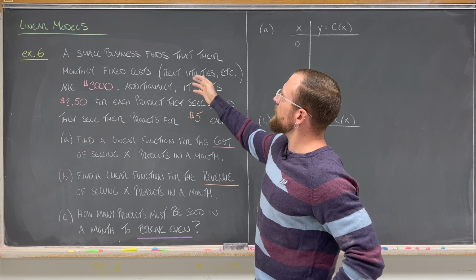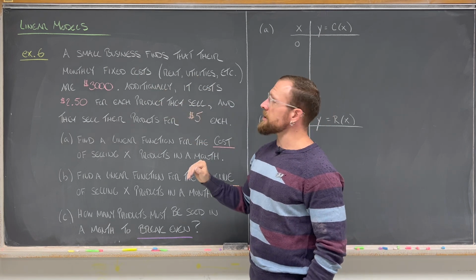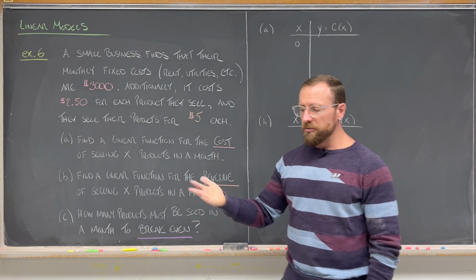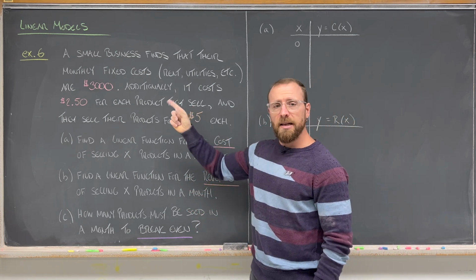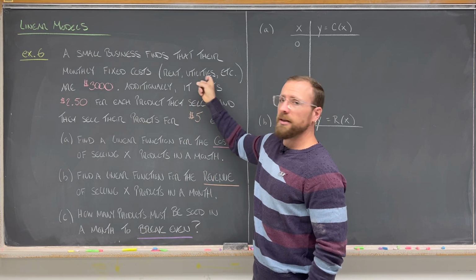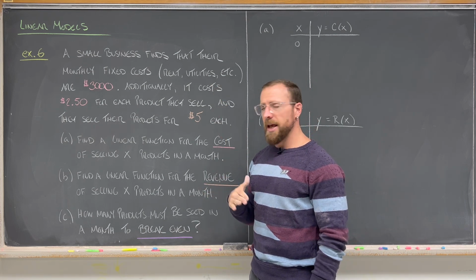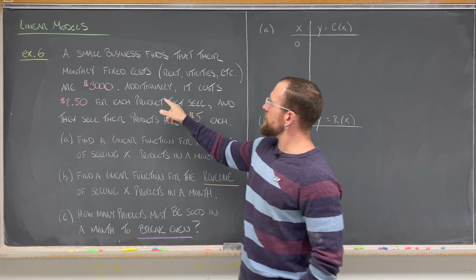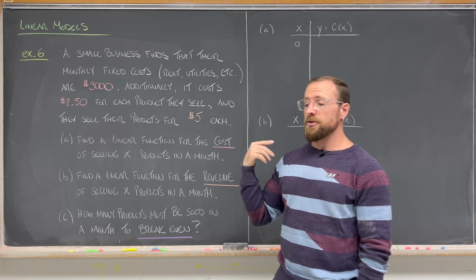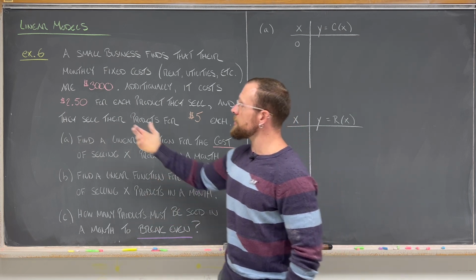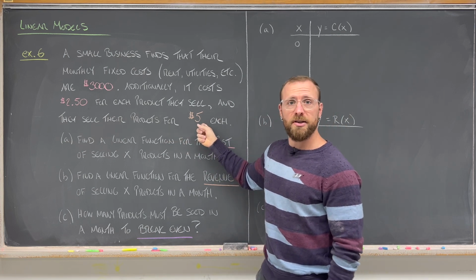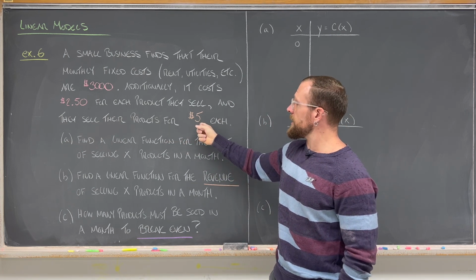It says, a small business finds that their monthly fixed costs are $3,000. That means regardless of how many products they make and sell, they still have to pay $3,000 just to keep the lights on. This includes rent, utilities, your fixed costs, what you're going to pay no matter what. And additionally, it costs $2.50 for each product they sell. So now to make products and sell products, it's $2.50 each. And they sell their product for $5 each. So this is how they intend to make a profit.